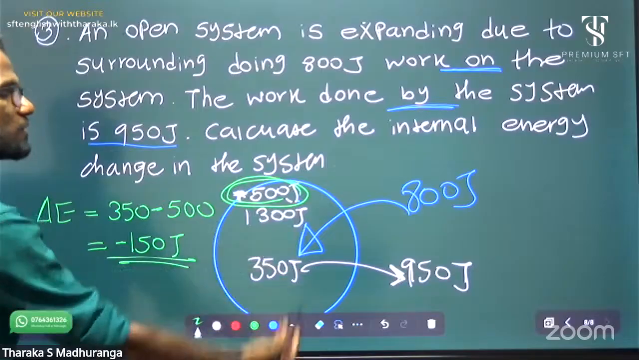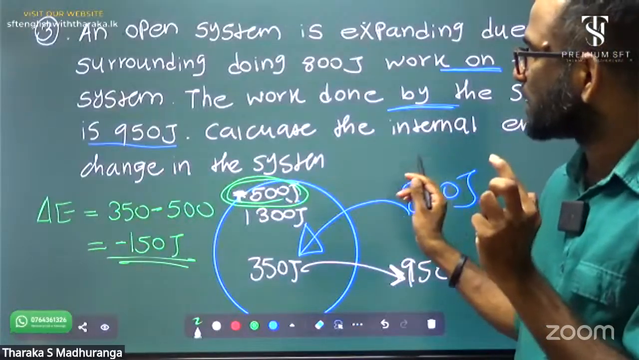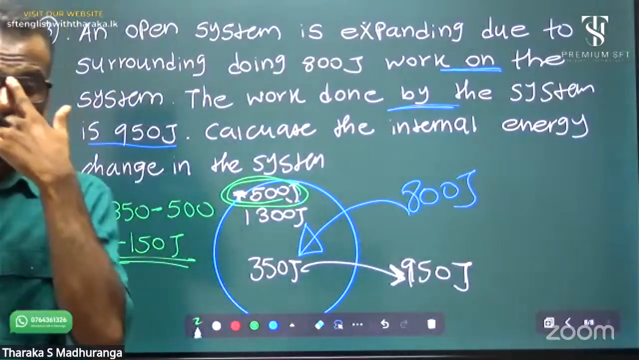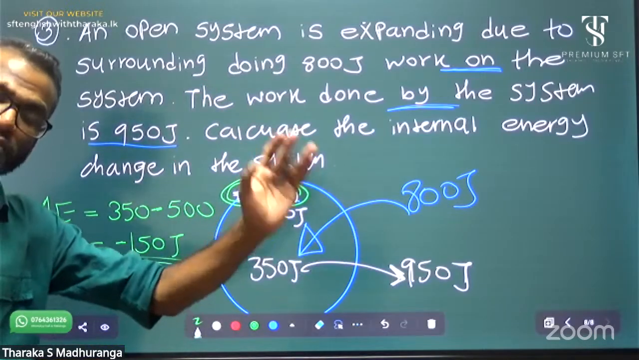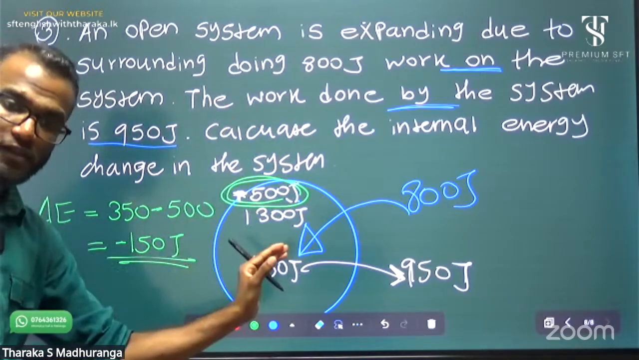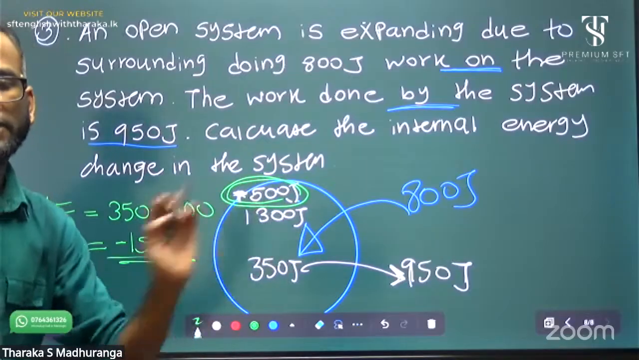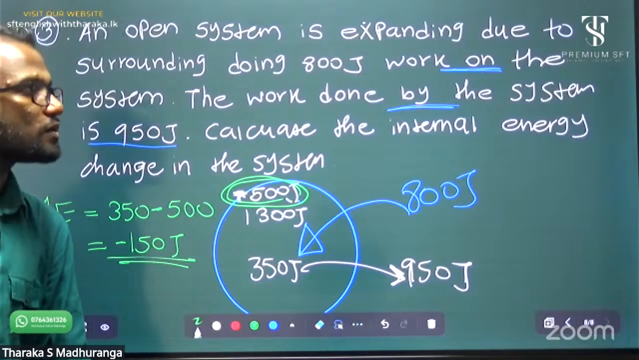Any value you can use as initial energy, because in delta E calculation, the energy change calculation, we use the difference, right? Final minus initial. Did you get it? What happened? Mariam? Dulen? These two words you need to understand. Surrounding doing work on the system means increase the energy of the system. Work done by the system means energy lost. Okay, I got it. Any doubt?